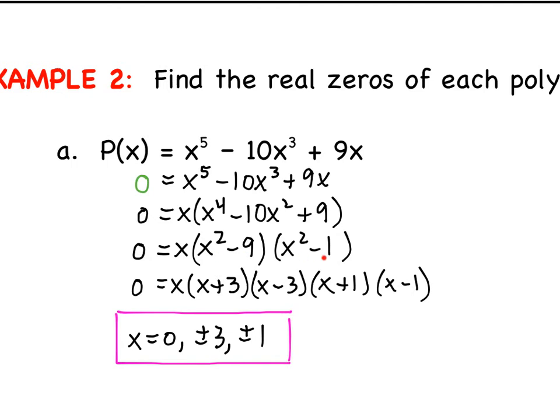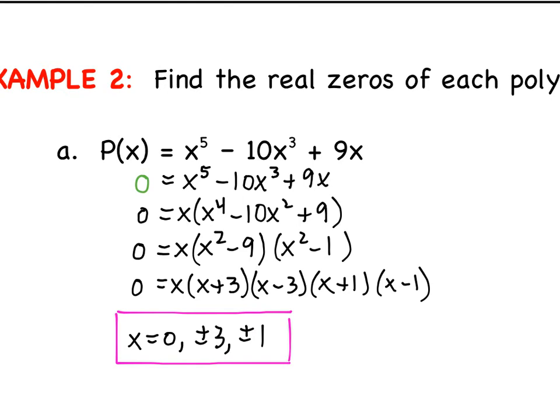Both of these are a difference of two squares, so fully factored we have x, x plus 3, x minus 3, x plus 1, x minus 1. Setting each of those factors equal to 0, you can see I have 0, plus or minus 3, plus or minus 1. So let's count. Do we have 5 zeros? Well, there's 1. This plus or minus tells us we have 2. Plus or minus again, 2 more. So yes, we do have 5.